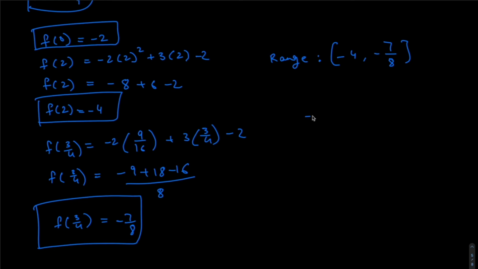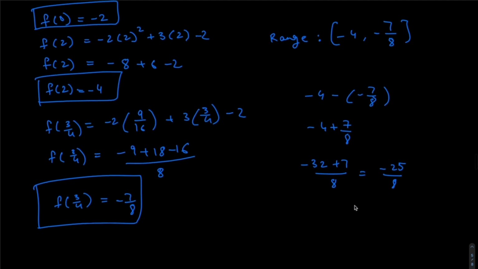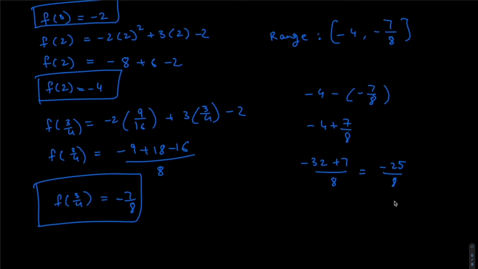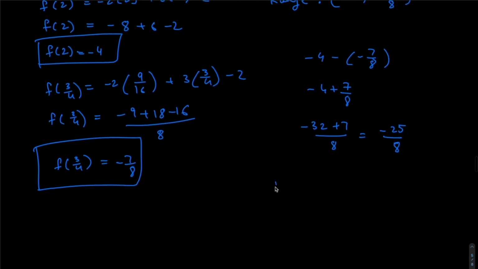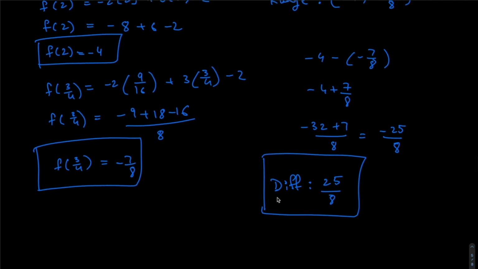All I have to do is just do minus 4 minus 7 by 8. So this becomes minus 4 plus 7 by 8. So this is minus 32 plus 7 upon 8, just minus 25 by 8. Now that I'm finding the difference, right? The sign doesn't matter, only the magnitude matters. So I can just write the difference is 25 by 8, like this. So that is my final answer.